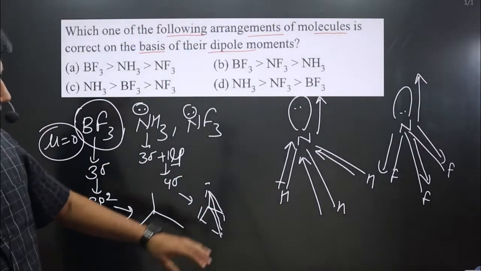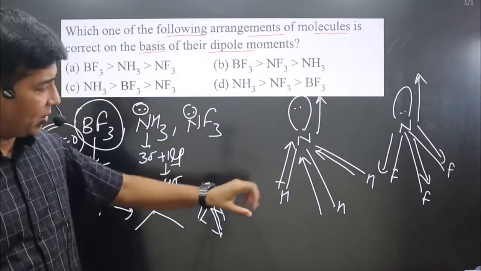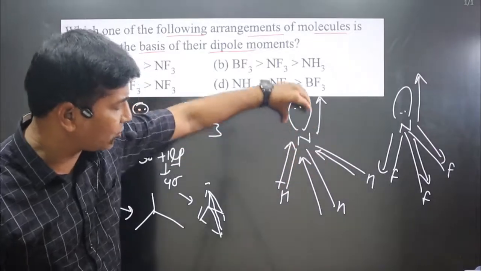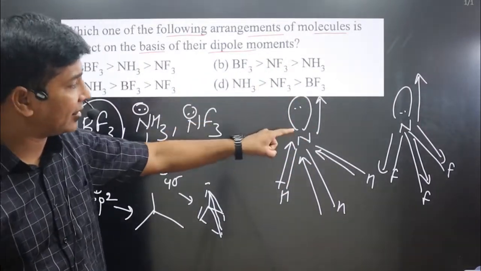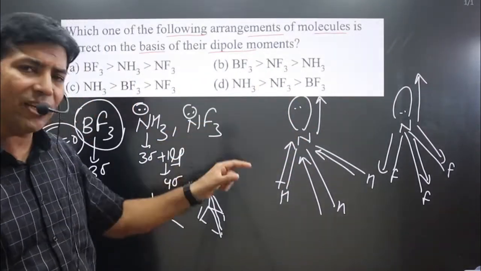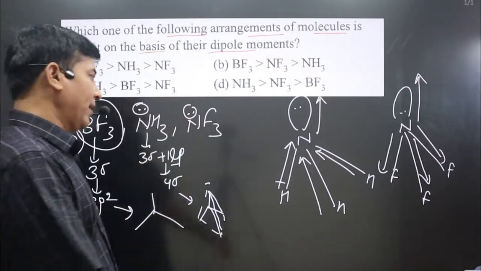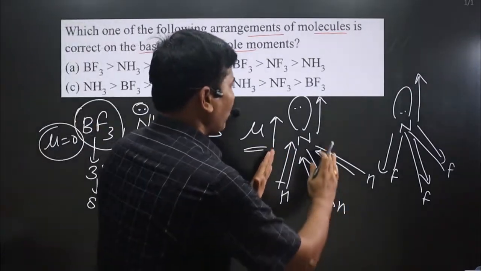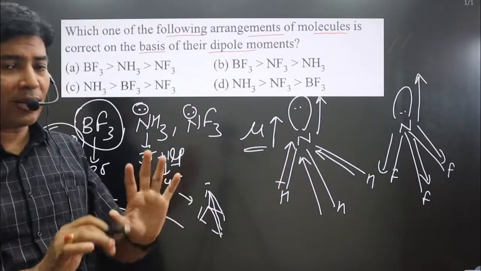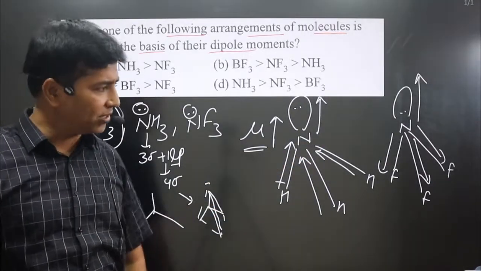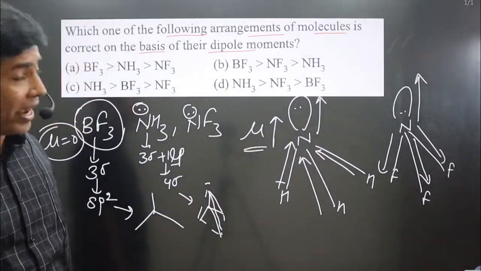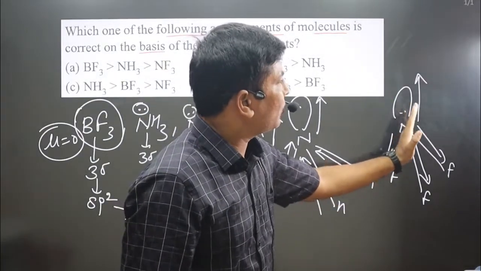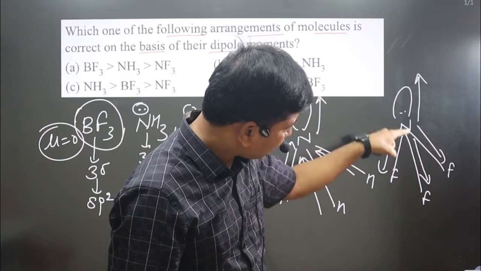If you look at the ammonia molecule, all the arrows are going in one direction. In this case you can see the magnitude of the dipole moment is increasing. The dipole moment will be much higher, because all these arrows are adding up. The strength of the dipole moment is increasing. Now I am talking about NF3. In this case you can see one arrow going upward, and the other arrows go the opposite way.